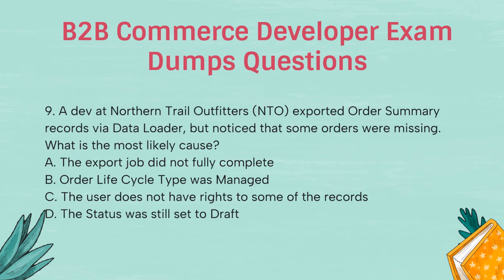9. A dev at Northern Trail Outfitters, NTO, exported order summary records via Data Loader, but noticed that some orders were missing. What is the most likely cause? A. The export job did not fully complete. B. Order lifecycle type was managed. C. The user does not have rights to some of the records. D. The status was still set to draft.